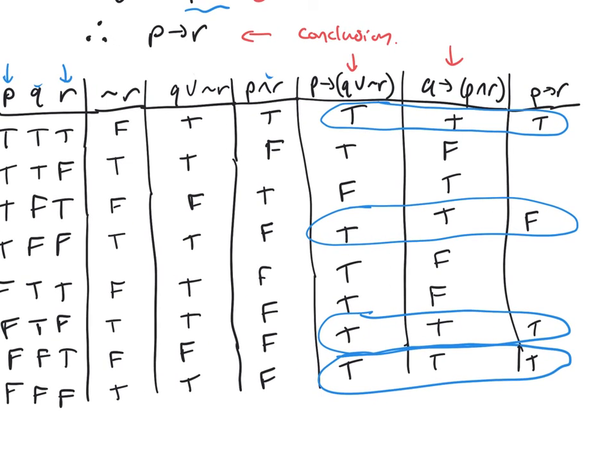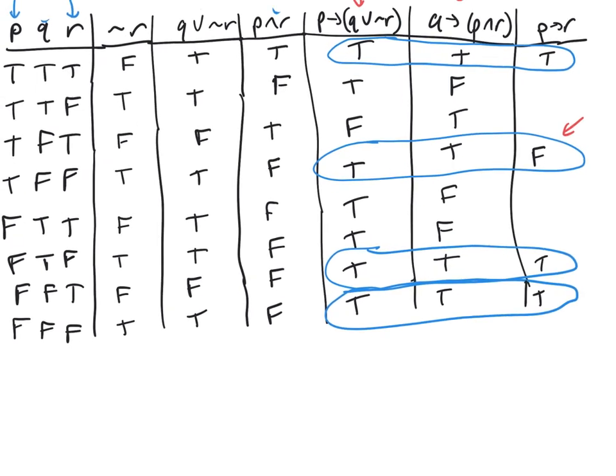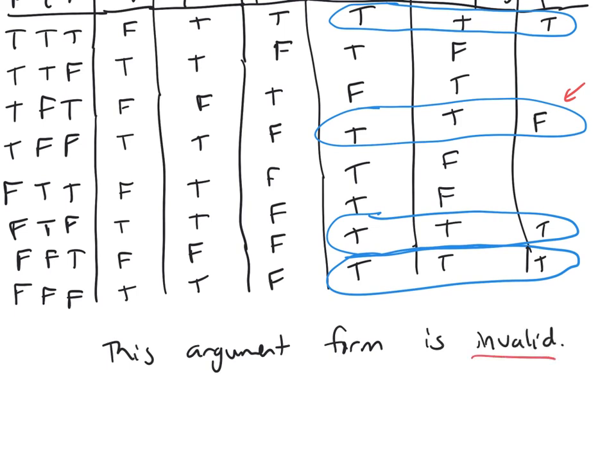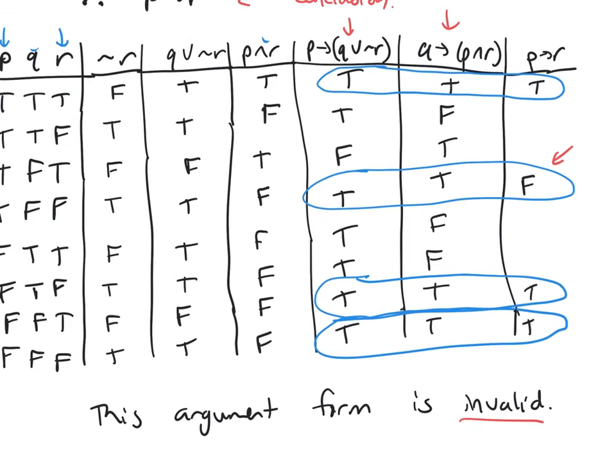So we've circled our critical rows, and if you look in the second one, I had a critical row where the conclusion is false. So because I had a false there, I can say that this argument form is invalid. Now if that second row that I circled, if the conclusion had been true, it would be valid because in all the critical rows, the conclusion would be true.